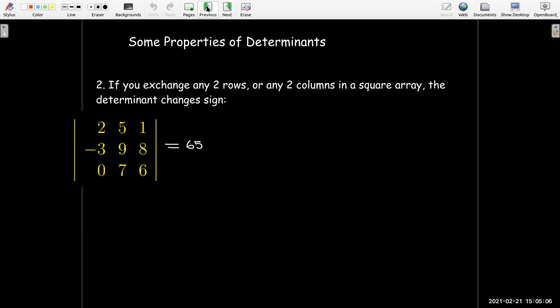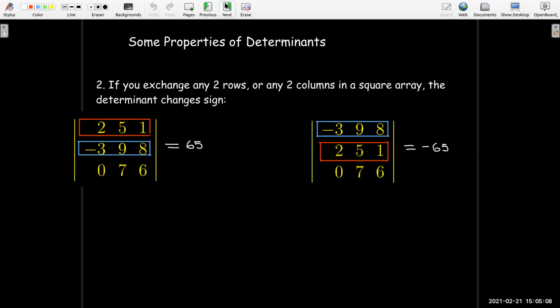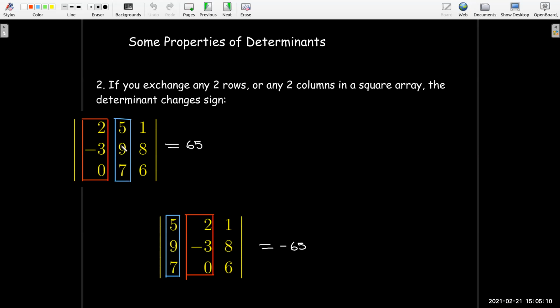And the same thing is true if I exchange the first two columns. Instead of positive 65, my answer will be negative 65.